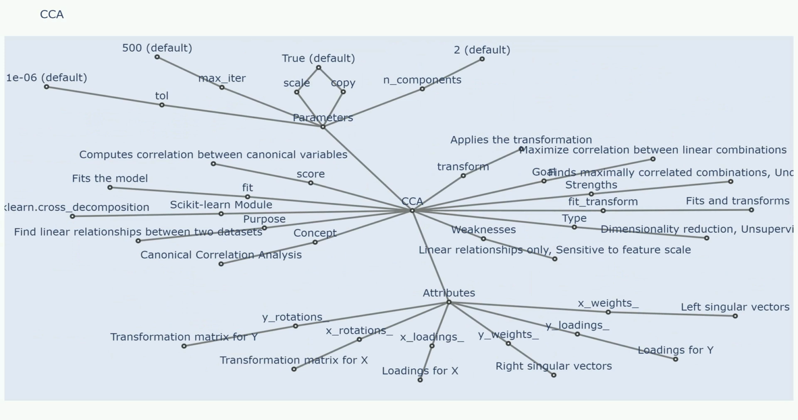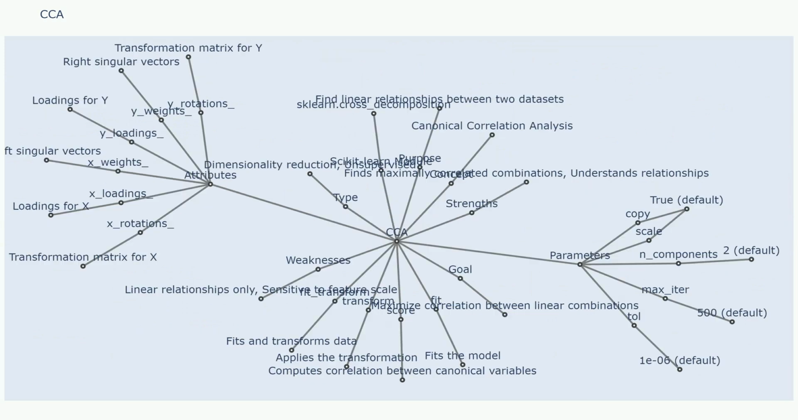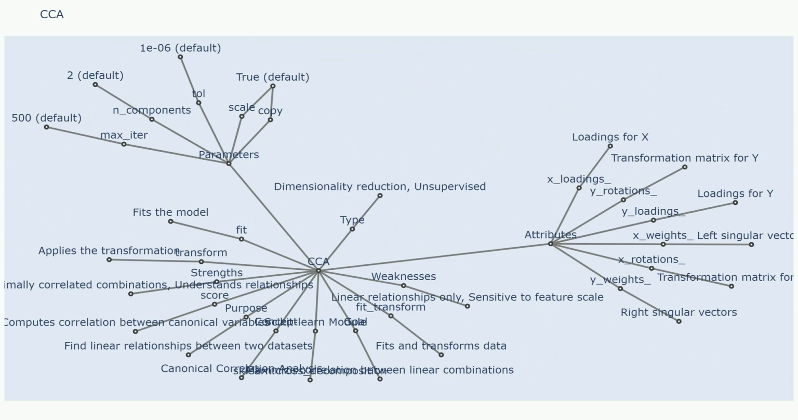sklearn implementation. The sklearn cross-decomposition CCA class implements CCA in scikit-learn. It provides methods for fitting the model to data, transforming data into canonical variates, and retrieving the canonical correlations and loadings. Parameters. Name: n_components. Description: the number of canonical components to extract. This determines the dimensionality of the transformed data.